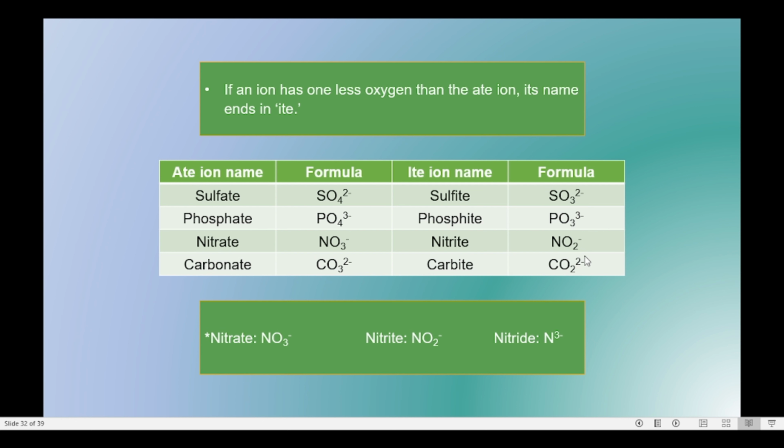So if an ion has one less oxygen than the ate ion, its name ends in ite. Always remember this, and remember this as well. Nitrate is NO3 minus. If one oxygen is removed, it becomes nitrite. As we discussed earlier, it becomes nitrite, NO2 minus. And if oxygen is completely removed, then it becomes nitride. Always remember these points. Okay, what we have studied is enough for today.